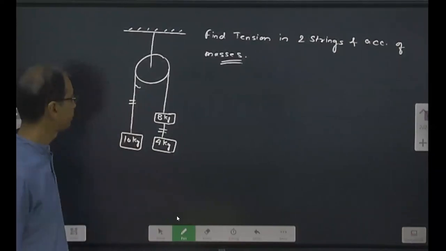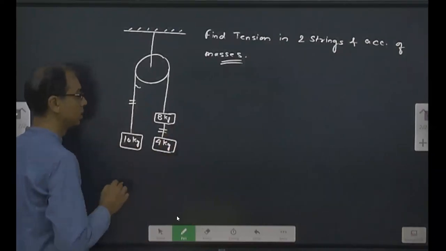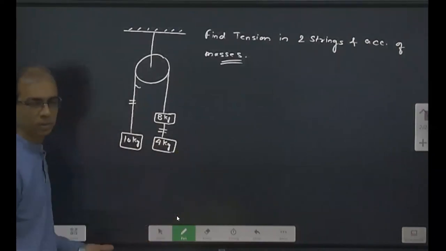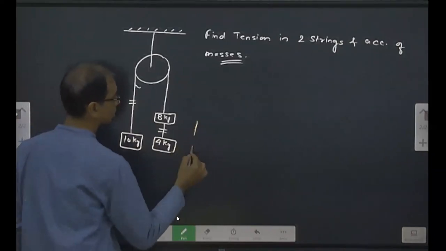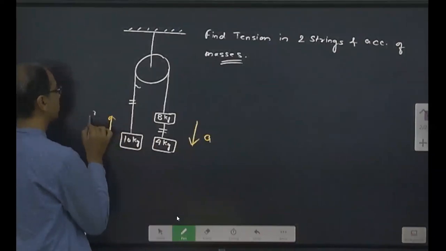Okay. So fine. Now this is the heavier side, so we are assuming that it's going down. And all will go with the same acceleration because all are connected together. Okay. So the acceleration of this is down and the acceleration of this is upwards.